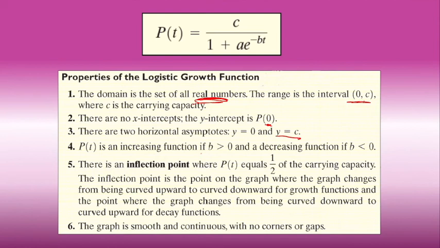P of t is an increasing function if b is greater than 0, so if we have growth, and a decreasing function if b is less than 0, so if we have decay. There's an inflection point on the graph at 1/2 of our carrying capacity. The inflection point is the point on our graph where the graph changes from being curved upward to curved downward for growth functions, and for decay functions it changes from being curved downward to curved upward. This graph is smooth and continuous, meaning I can draw it without picking up my pen, and it has no corners or gaps. So let's look at an example.